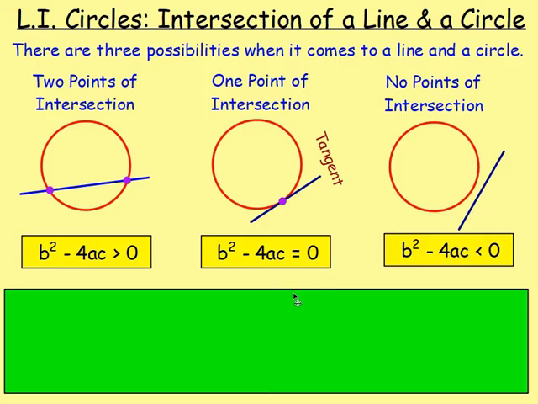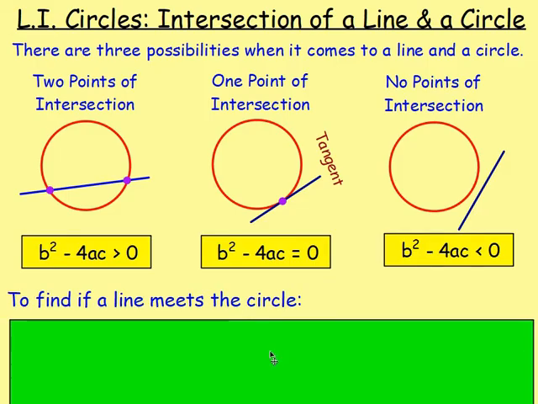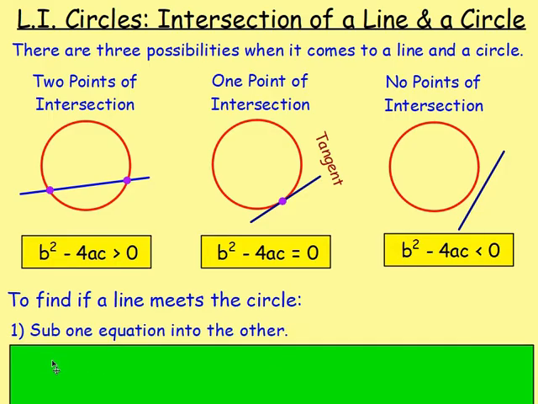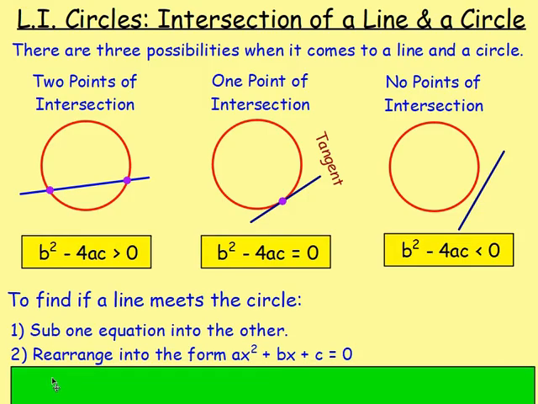And to form the quadratic, what you do is this. To find out if a line meets the circle, we need our quadratic. First of all, you substitute one equation into the other, the equation of the line and the equation of the circle. Then multiply out brackets, take everything to one side, and rearrange into the form ax squared plus bx plus c equals 0. So you have that quadratic.